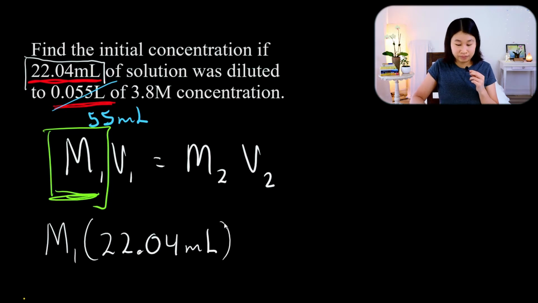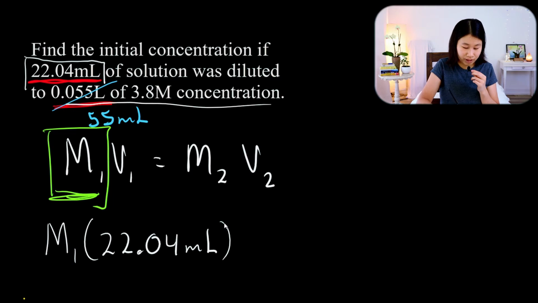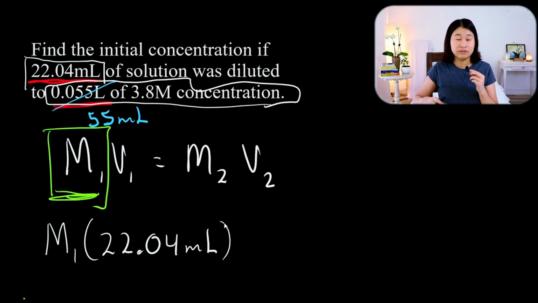And so how do we know that? Well, we know that this information at the bottom, the 55 ml and the 3.8 concentration, those are going to be the values for afterwards, so the final values. So the only volume left is going to have to be our initial volume.